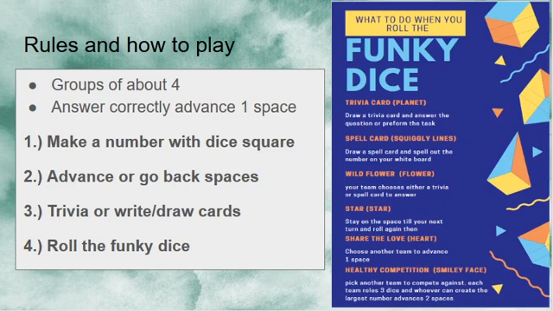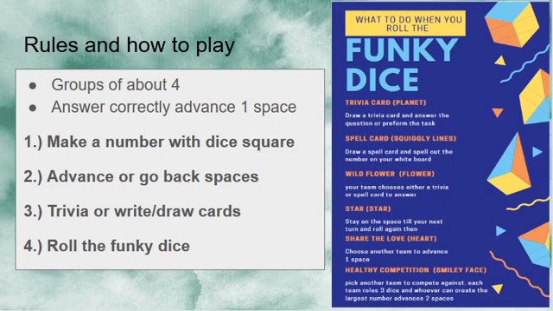There are 4 different types of spaces. Spaces that require students to make a number with a certain amount of dice, spaces that require students to advance or go back, spaces that require students to answer a trivia or a spelling card, and spaces that require students to roll the funky die. For the first space, making the number, each space will have a list of how many dice the students need to roll. For example, one of the spaces is make a number with 3 dice.